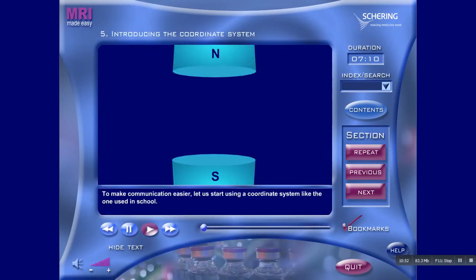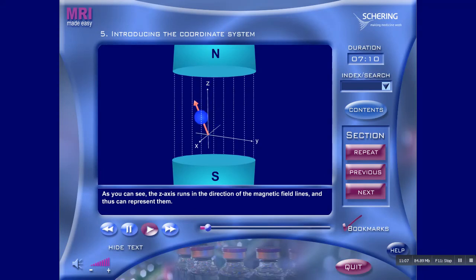To make communication easier, let's start using a coordinate system like the one used in school. As you can see, the z-axis runs in the direction of the magnetic field lines and thus can represent them. So we can stop drawing the external magnet in all other illustrations.